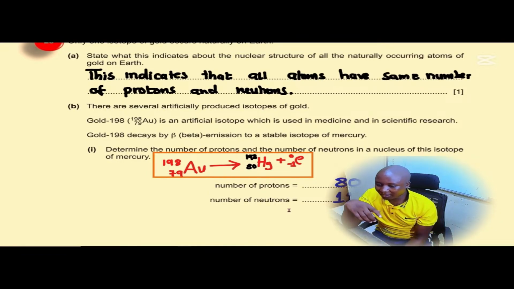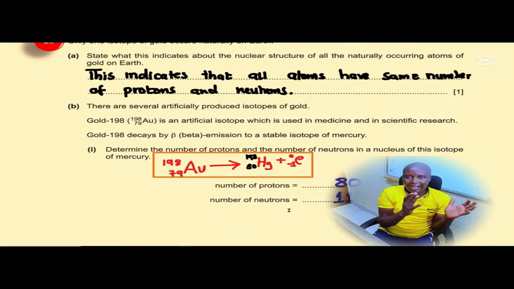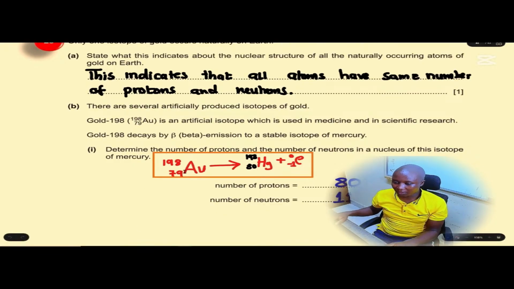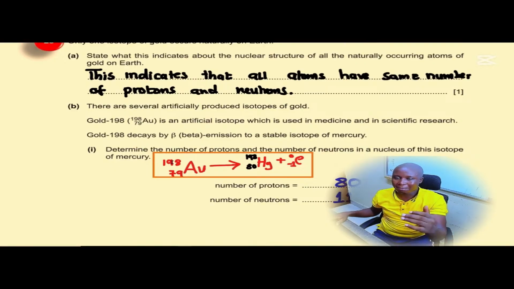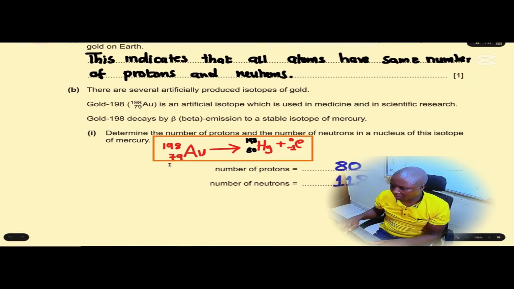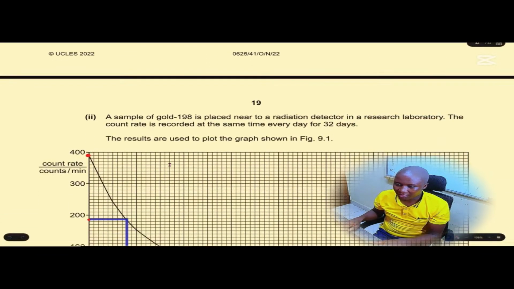You take 198 minus the number of protons to get the number of neutrons, because atomic number is equal to the number of protons, which is represented by the number on the subscript. Nucleon number, or mass number, is protons plus neutrons. So I believe you will remember that during your exam.